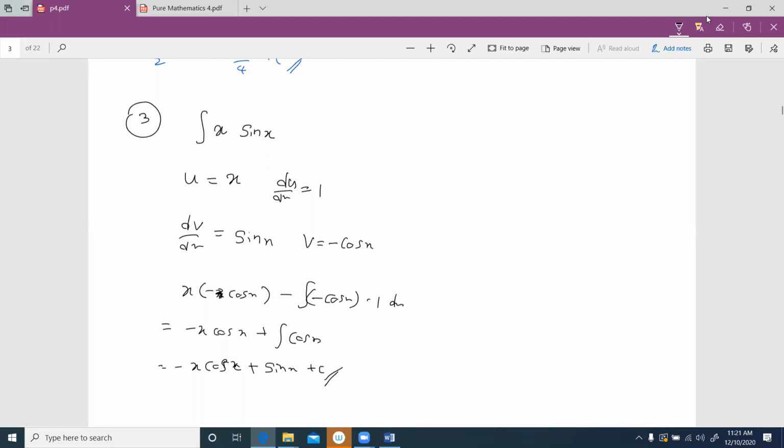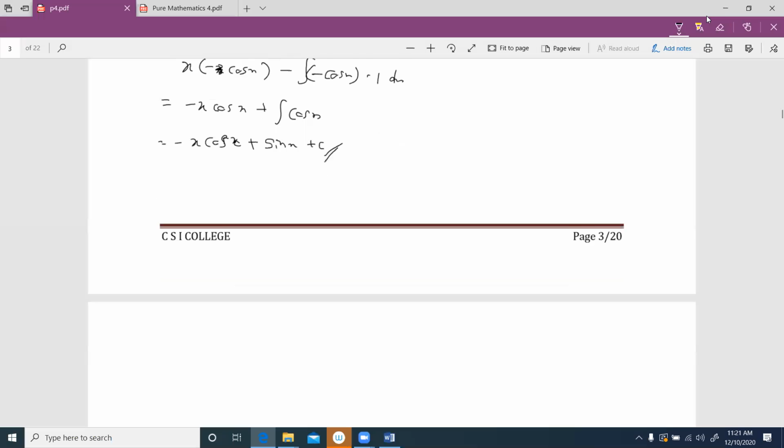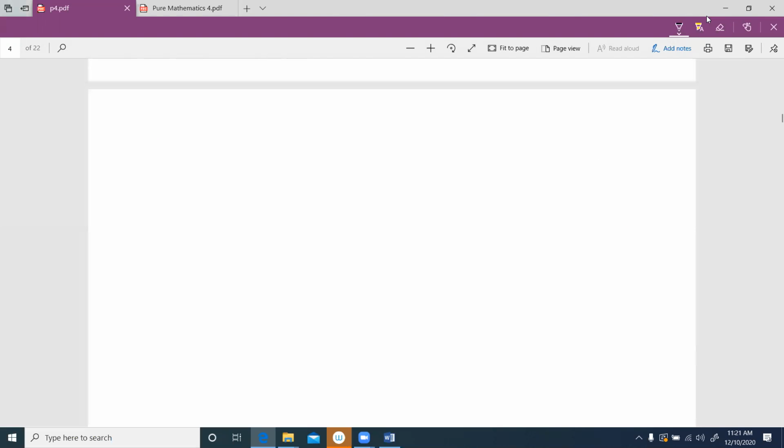Okay. Now, let's move on to the fourth question. This one is a little bit tricky, in how to define u and dv by dx. The function is e to the power x sin x, right? Now, how do we define u and how do we define dv by dx? Let's go to the priority order. U and the rest turn into dv by dx.